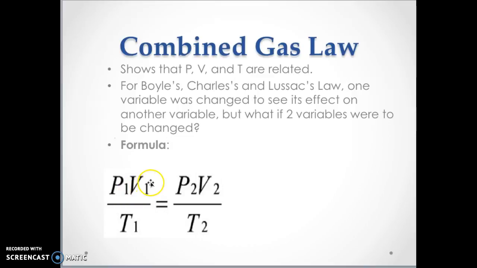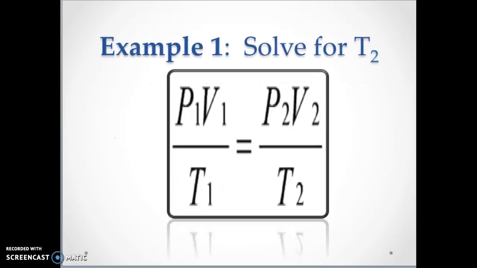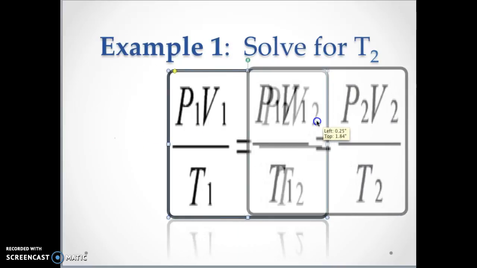So instead of two things changing, now it's three things that are changing. The pressure changes, the volume changes, and the temperature changes. And the new formula is P1V1 over T1 equals P2V2 over T2. So the first question says, how do you solve for T2?